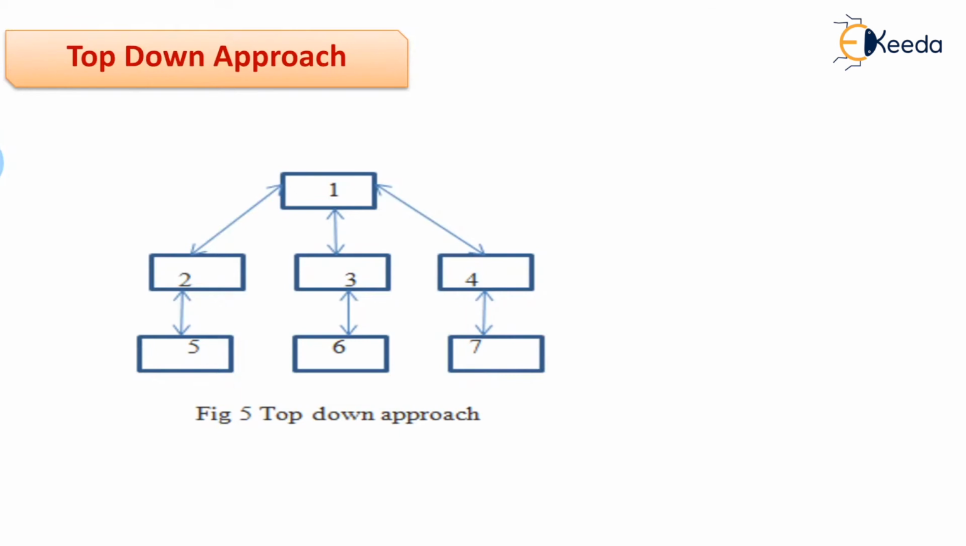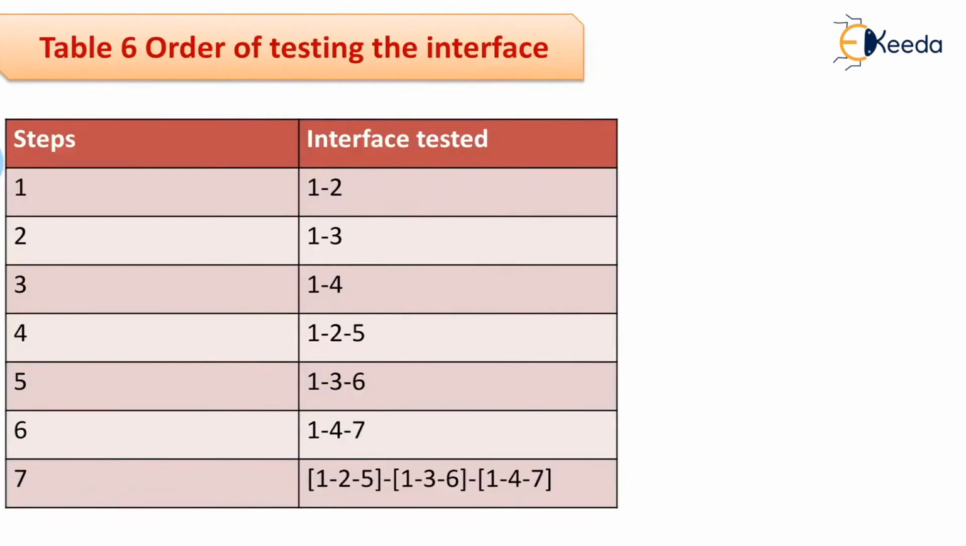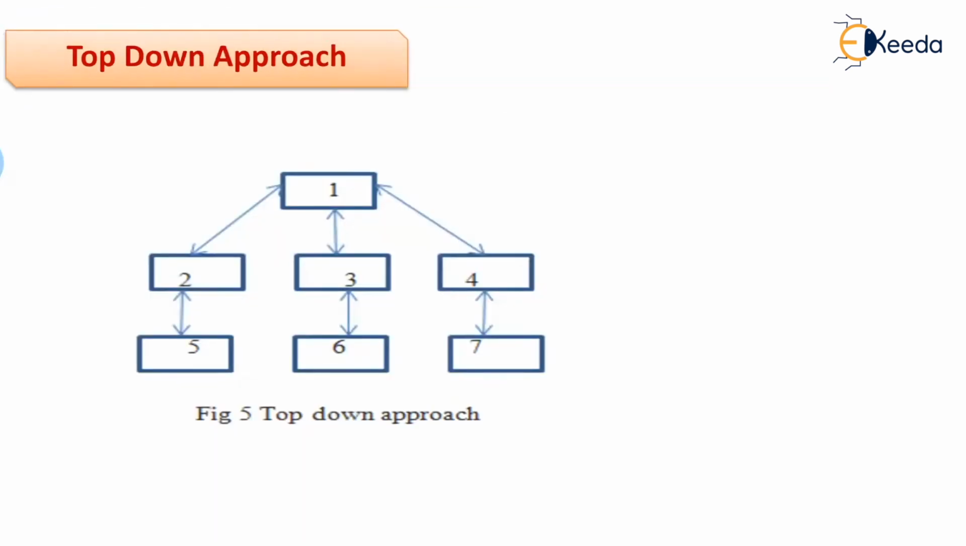Now, next is the top-down approach. Now you just see how the components are placed. The boxes you see are component 1, component 2, component 3, up to component 7. Now how are they interfacing? Their interfacing is top down. Since my table is on the next slide, we'll just read it out. Step 1: 1 is interfaced with 2. Step 2: 1 is interfaced with 3.